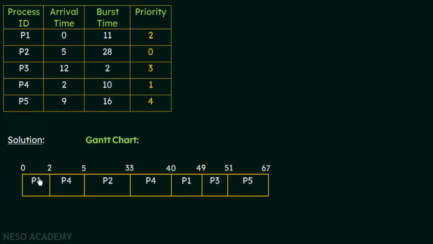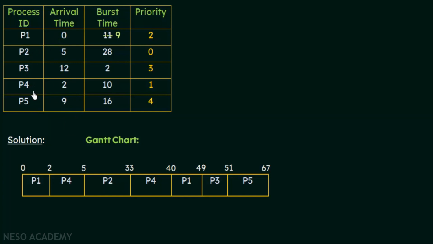So how long did P1 execute? P1 executed just for 2 milliseconds, and the burst time of P1 was 11 milliseconds. If we subtract 2 from 11, P1 has a remaining of 9 milliseconds to execute. So P1 will still have to execute for 9 milliseconds the next time it gets the CPU. Right now P4 got the CPU and it's beginning its execution. Let's see P4 continue its execution and what happens.